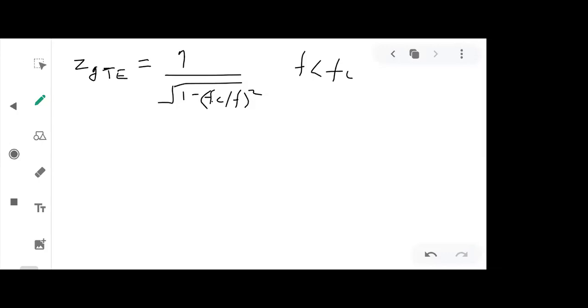But remember that this is for TE mode. For TM mode, you have to take the product of these two terms. That will be the only change. The rest of the formulas can be taken as they are.